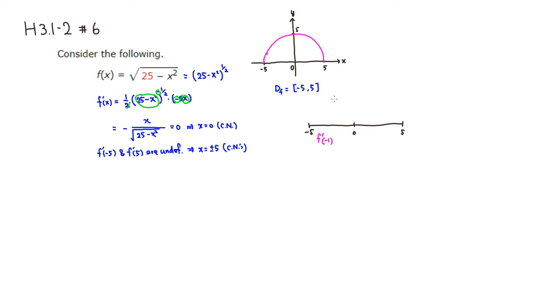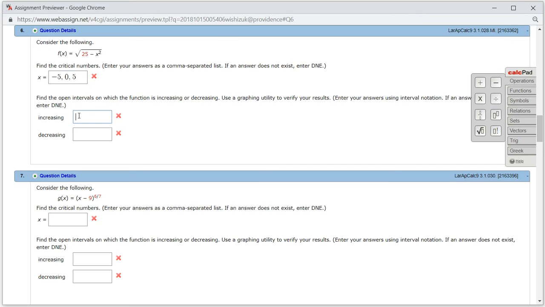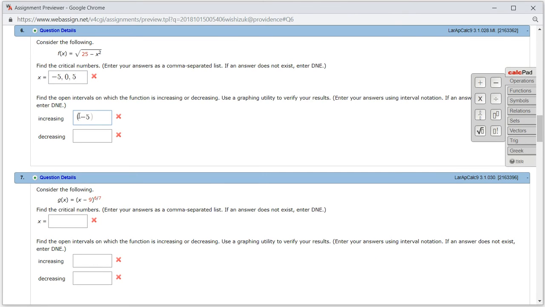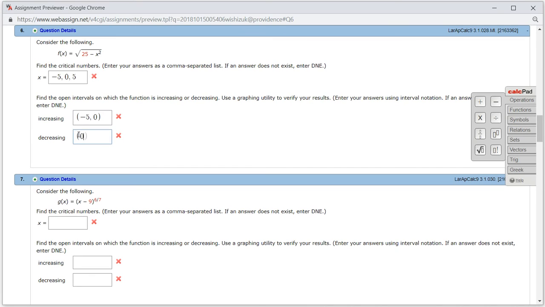If you put in negative 1 here, there's a negative sign in front, and 25 minus negative 1 squared is going to be positive, so it's going to be positive here. But if you plug in positive 1, because of the negative sign and everything else being positive, it's going to be negative. So we can see that the original function here is increasing and here decreasing. All right, so we're going to say it's increasing between negative 5 and 0 and decreasing from 0 to positive 5. All right, so let's check the answer.